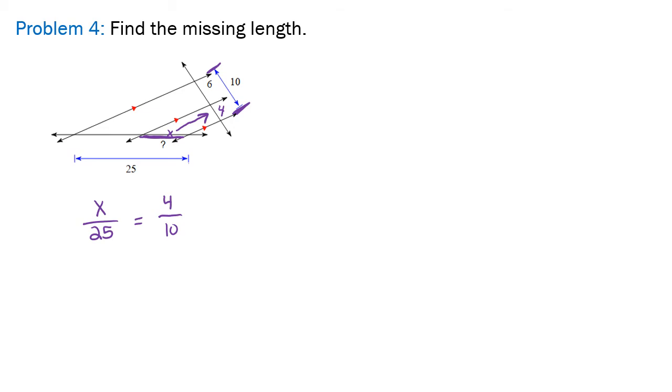Now I can go ahead and cross multiply. X times 10 is 10x. 4 times 25 is 100. Divided by 10, x is going to be 10. So now I know this length is 10.